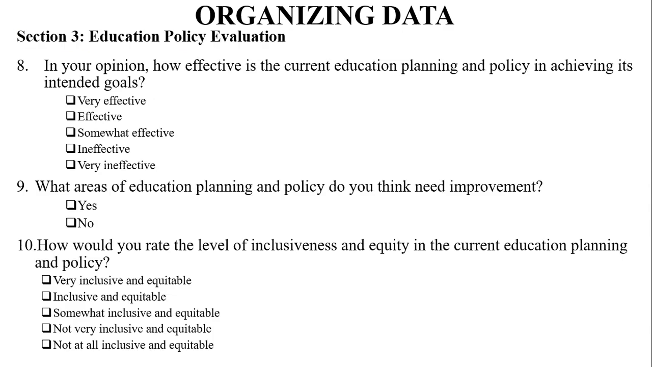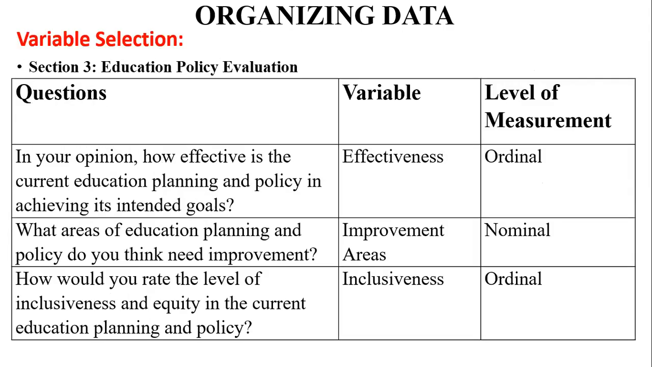The third section of the questionnaire was on education policy evaluation. And on this, there were several questions that were asked. In your opinion, how effective is the current education planning and policy in achieving its intended goals? What areas of education planning and policy do you think need improvement? How do you rate the inclusiveness and equity in the current education planning and policy? Now, when you look at this, the first question was looking at the effectiveness of the policy, and this variable is going to be measured at the ordinal level.